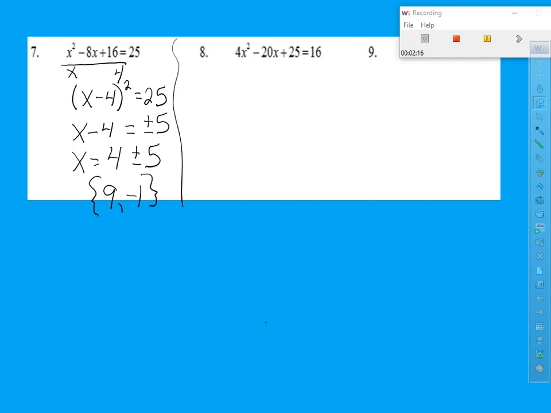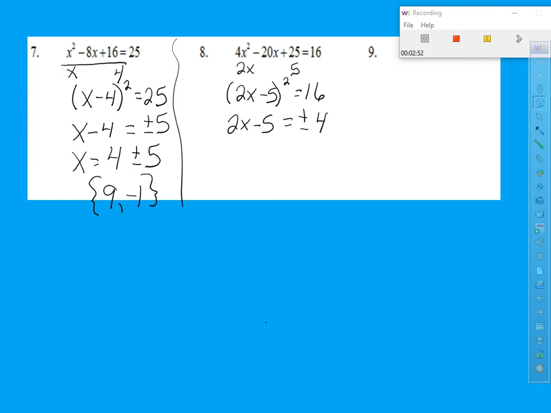So for instance, on number 8, the square root of 4x squared is 2x. The square root of 25 is 5. 2 times 5 is 10, and 10 doubled is 20. So it is a perfect square trinomial. So this is going to become 2x minus 5 squared equals 16. Notice that I have not taken the square root of each side. All I've done is rewrite it. Now I'm going to take the square root of both sides, so I get 2x minus 5 equals positive or negative 4.